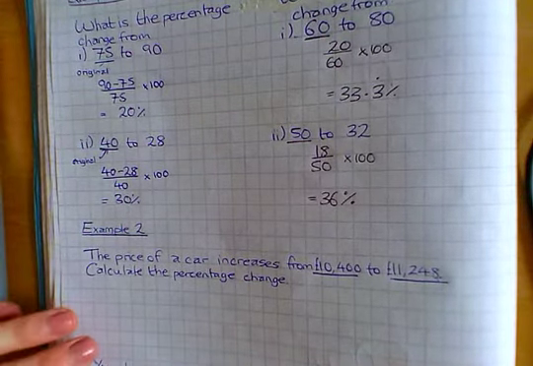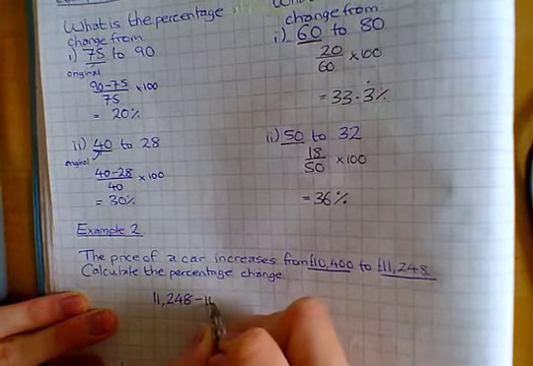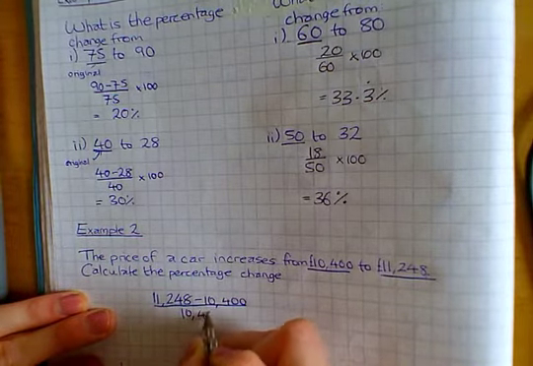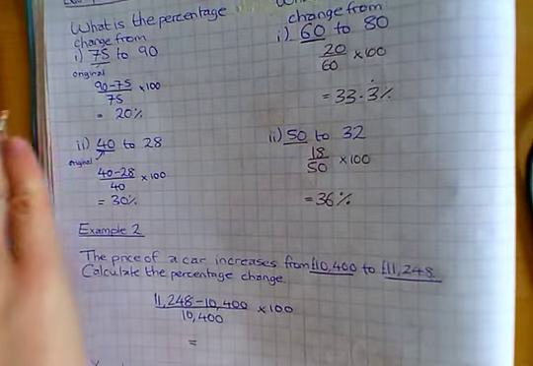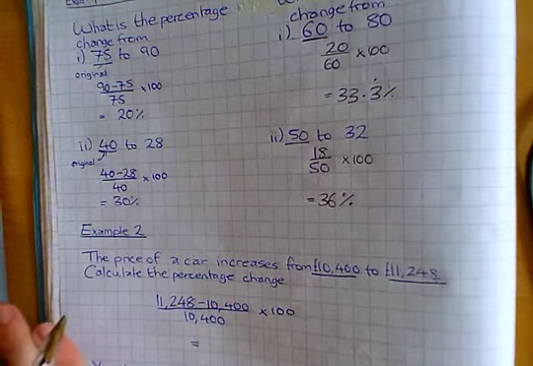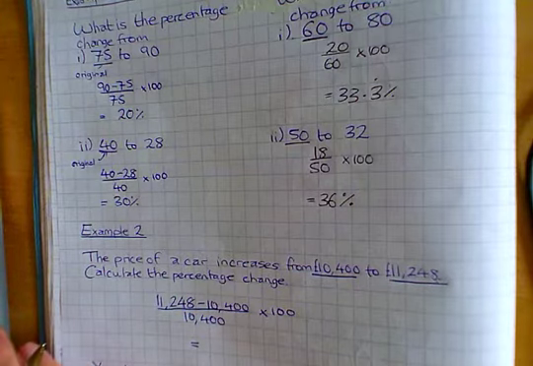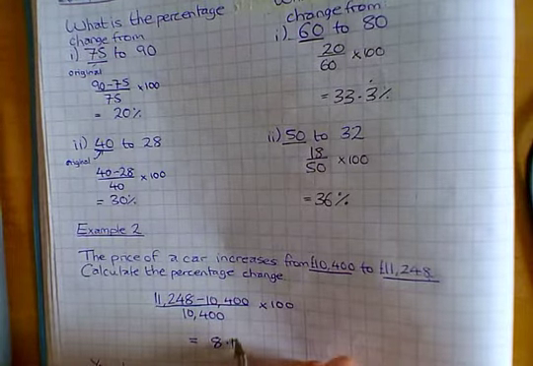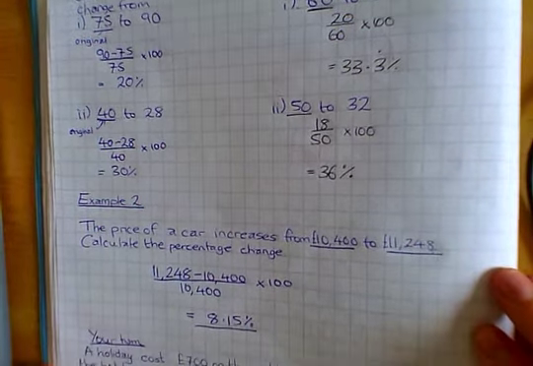So your percentage change is going to be 11,248 take away 10,400, all divided by 10,400 times by 100. And if you use your calculator for that, you'll get 848 divided by 10,400, and then if you times that by 100, you would get a percentage change of 8.15% to 3 significant figures, and that would be your percentage change there.